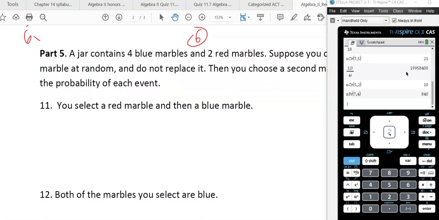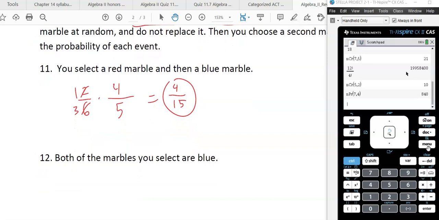And you don't replace the marble. So these are multiple events. You select a red marble and then a blue marble. So first you want to get red. That would be 2 out of 6. Then you want to select blue, so that would be 4 out of 5. That's the kicker there. Once you choose the first one, you have one less marble. So you simplify that, and that would be 4 over 15.